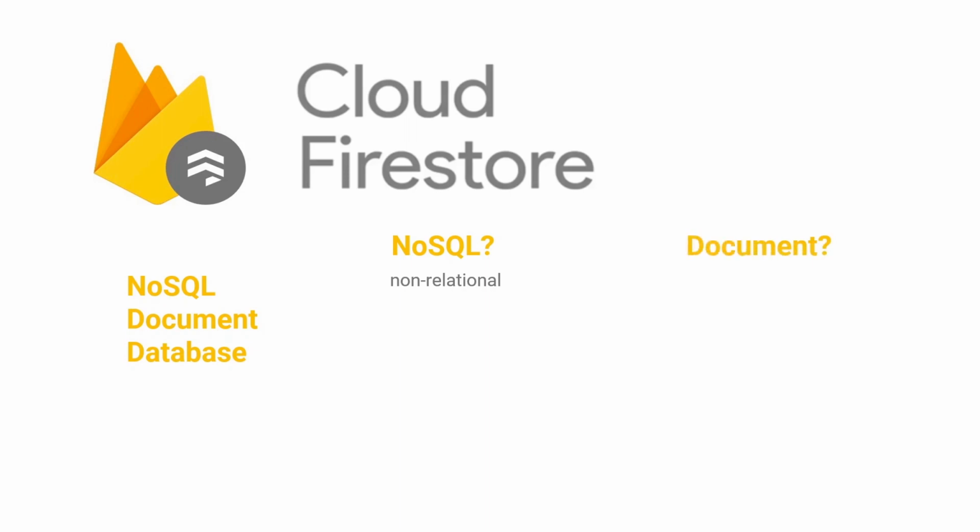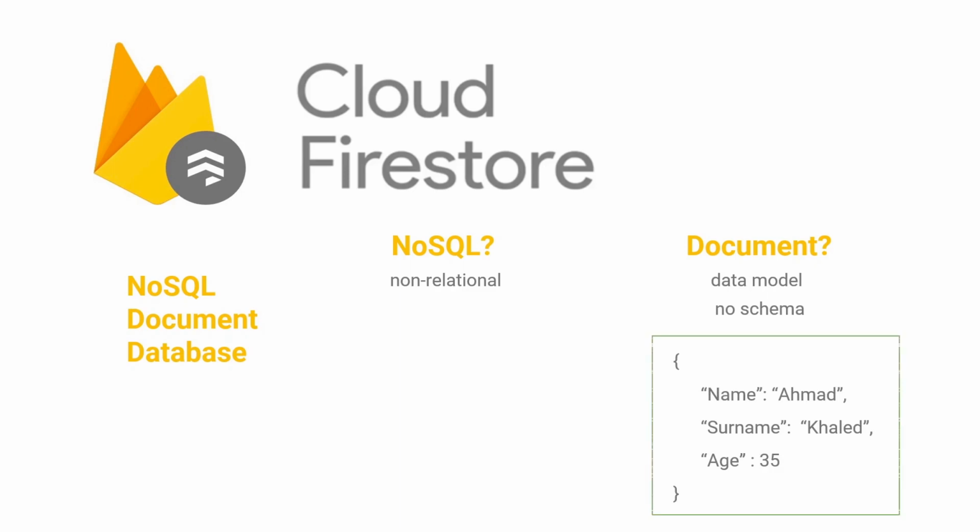The document is the data model used in Firestore, which is the easiest way of storing data and requires no schema. The data in a NoSQL document database is stored as an object, in which the object has keys and values, something like the example you have. We have the name, the surname and age, these are keys, and Ahmed, Khalid, and 35 are the values for these keys. All are stored in the same object between the curly brackets.